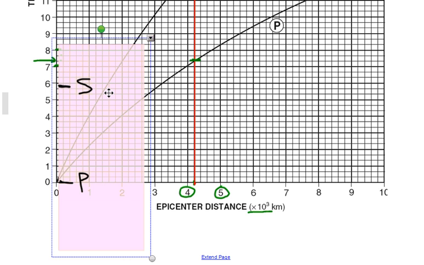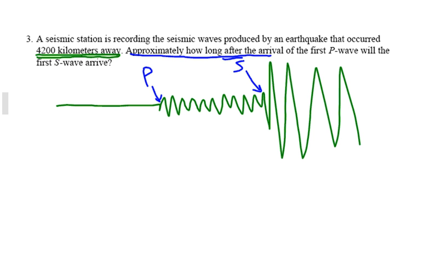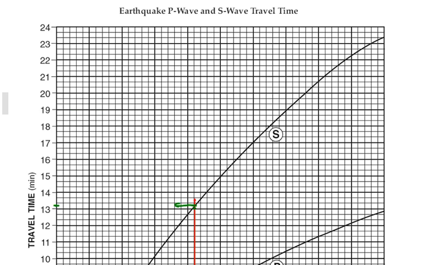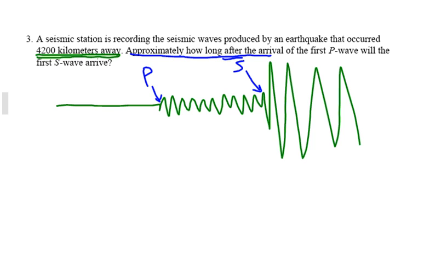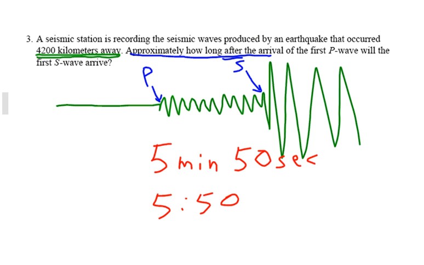Again, let's take a look at the question. The question asks us approximately how long after the arrival of the first P wave will the first S wave arrive. So how much time is there in between the P wave and the S wave? And in this case right here, we see that's about 5 minutes and 50 seconds. Also, if you want to, 5 minutes, 50 seconds, we could write it like that as well.